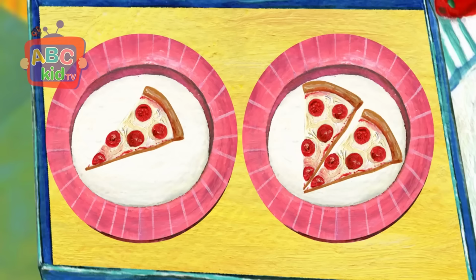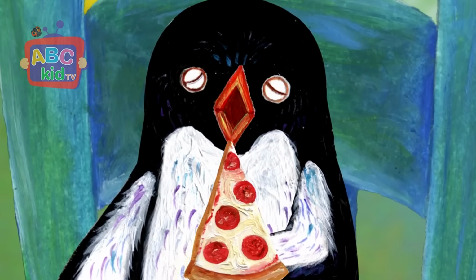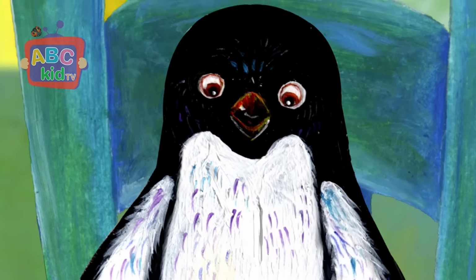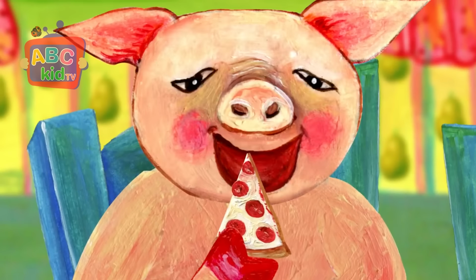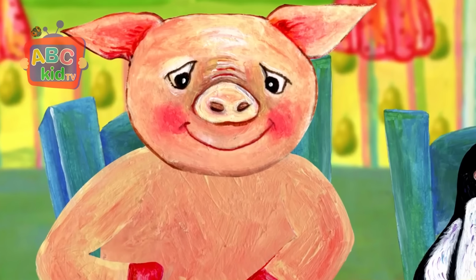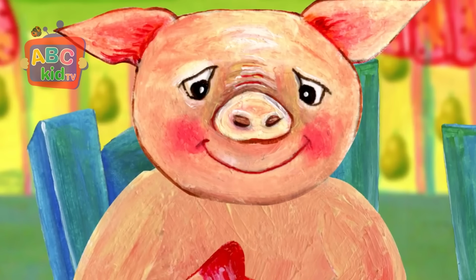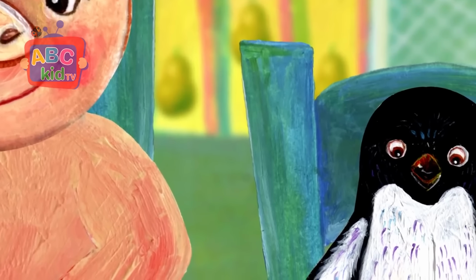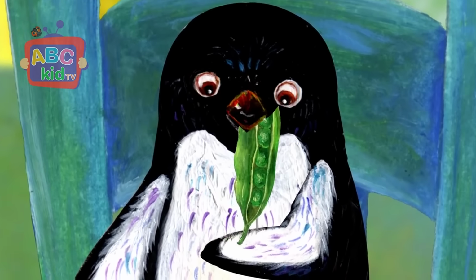The penguin will eat less than the pig. Which plate is for the penguin? Yes, the penguin is eating one slice of pizza. The pig is eating two slices of pizza. Oink, oink, oink. Which plate is for the pig? Remember, the pig eats more. Yes, the pig eats three pea pods. Oink, oink. And the penguin eats one pea pod.